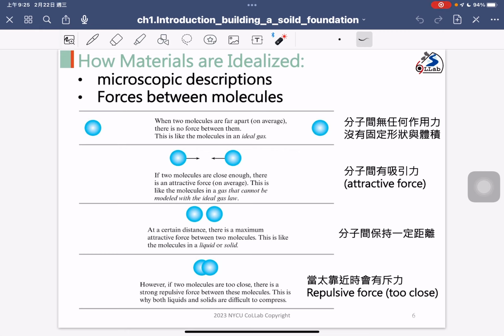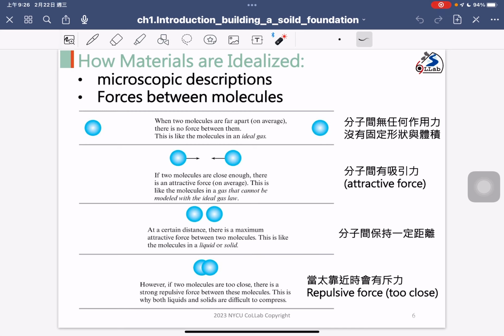And then at a certain distance between the two molecules, we should know that there is the maximum attractive force between molecules. So we will say that the material is a liquid or solid. So right now we can identify the difference between the ideal gas and the real gas, and the gas or liquid. Based on the table, we summarize some ideas, just comparing different conditions between two molecules.